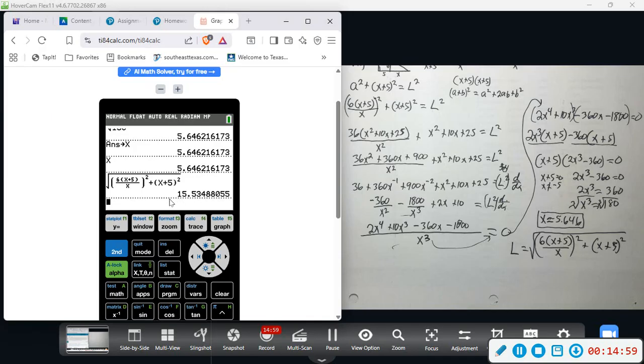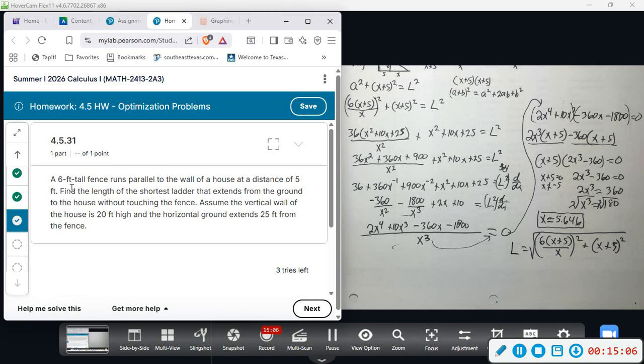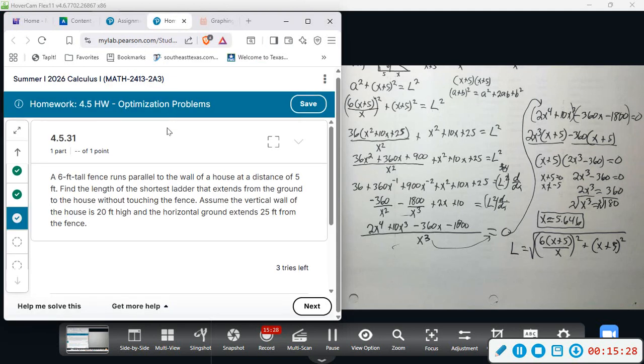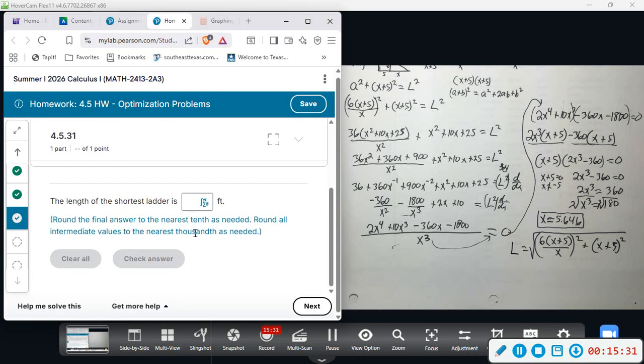And then the length of my ladder is 15.5. I think it says around 1 decimal place. 15.5. Looks like it's within our limits. Our limits, the house is 20 feet high, and then the ground goes 25 feet. So our ladder is less than both of those. We got 15.5 to 1 decimal place. Okay, so the length of that ladder is 15.5.